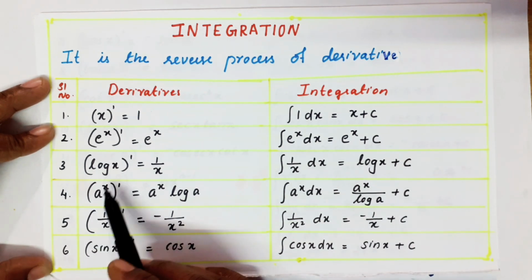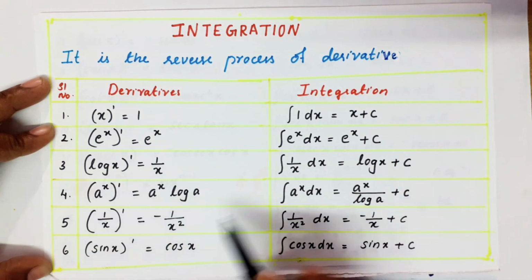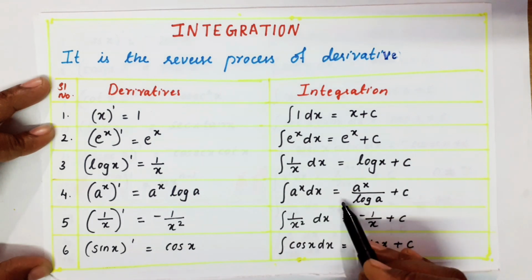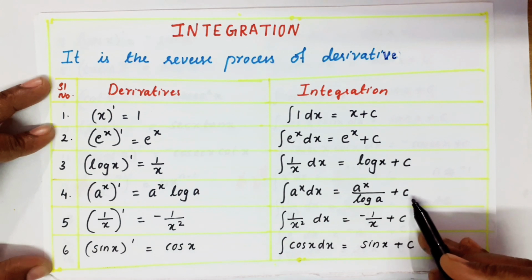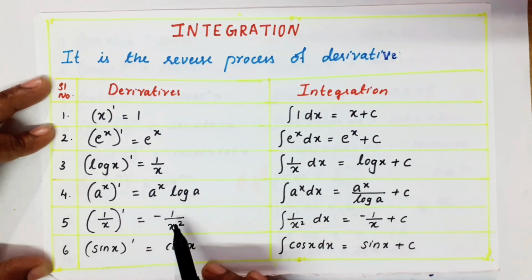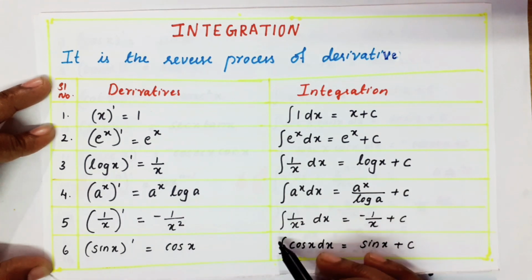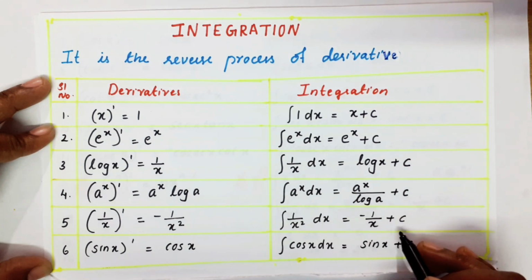Next, a power x dash is a power x log a. It means the integral of a power x dx is equal to a power x by log a plus c. 1 by x dash is minus 1 by x square. It means the integral of 1 by x square dx is equal to minus 1 by x plus c.